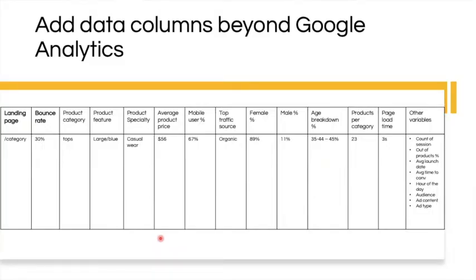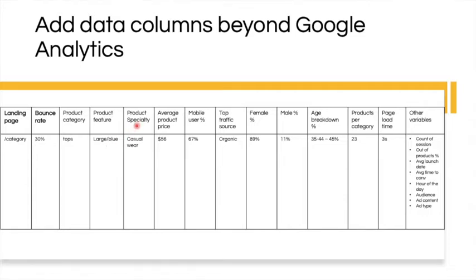And if you look at the data, we can add additional data columns to the bounce rate. Here, landing page and bounce rate are straightforward; you can get them from the Google Analytics bounce rate report. And the product category: most of the time product category is not available in Google Analytics, so you can fill that with the category page, what category it belongs to. And the product feature, you can add any feature about this category. Here I mentioned large sizes and blue color products available.